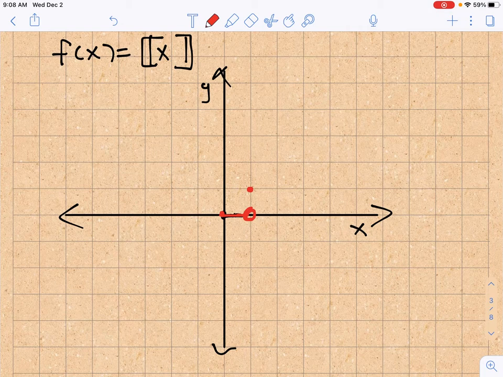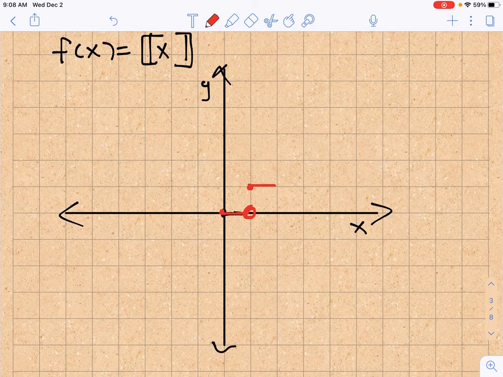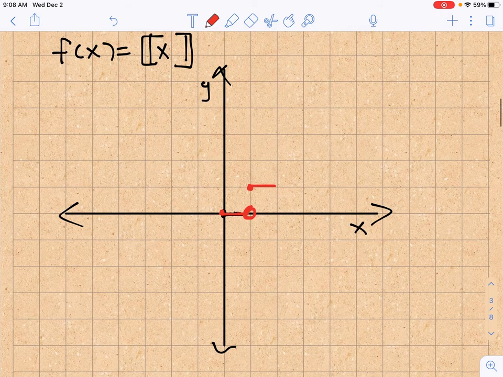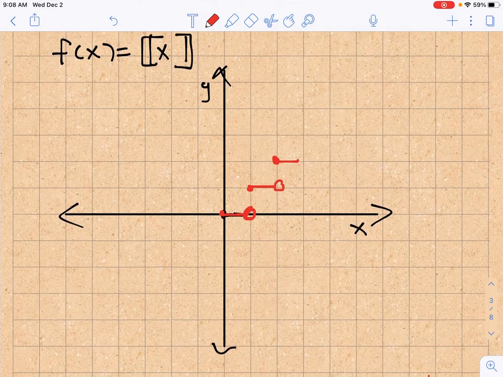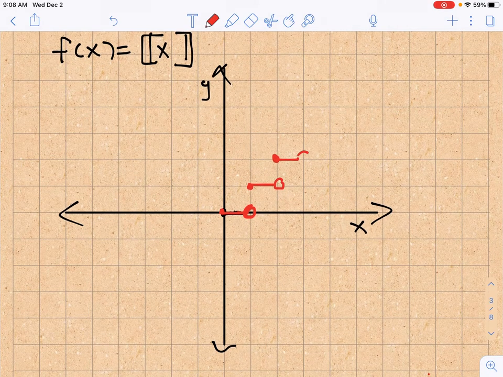And then for 1, same deal. If I put 1.5 in, it's still going to stay on 1. If I put 1.25 in, it'll stay here, and it's going to remain that way until you get up to here, and then it's going to wind up looking like this. And if you go through this, you're going to wind up having a graph that's comprised of a bunch of segments like this.